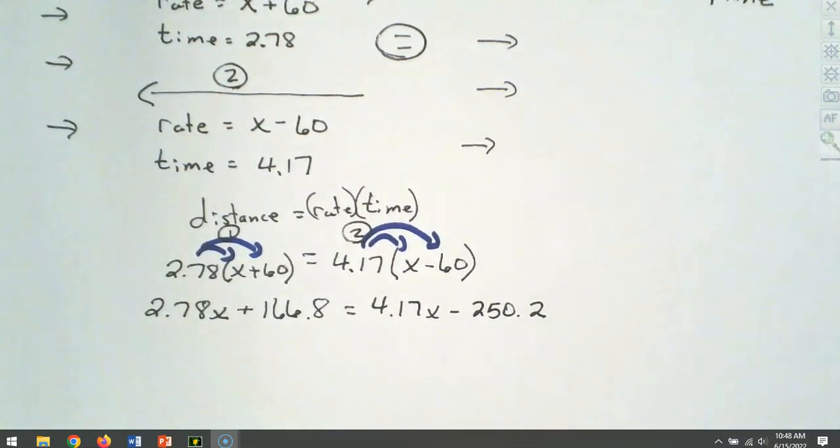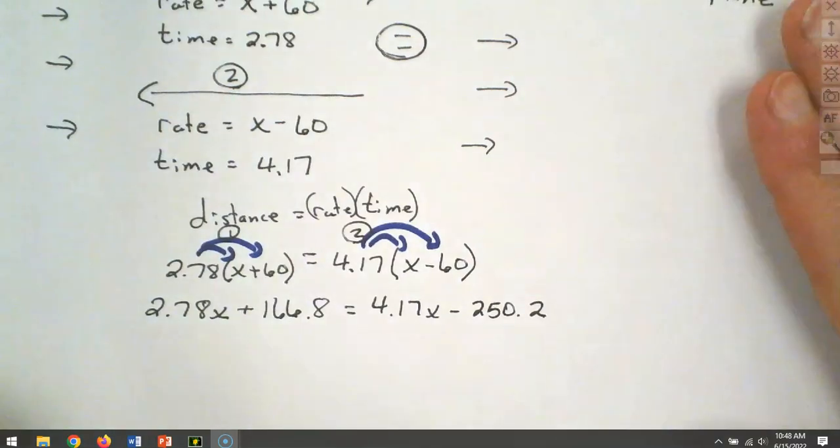Now I am working this one out because x is not going to be our answer. X is going to be the speed of this airplane. But that is not what we want. We want the distance. So we're going to have to find the x, and we're going to have to plug it back in to get the actual distance. So let's go ahead and solve this.